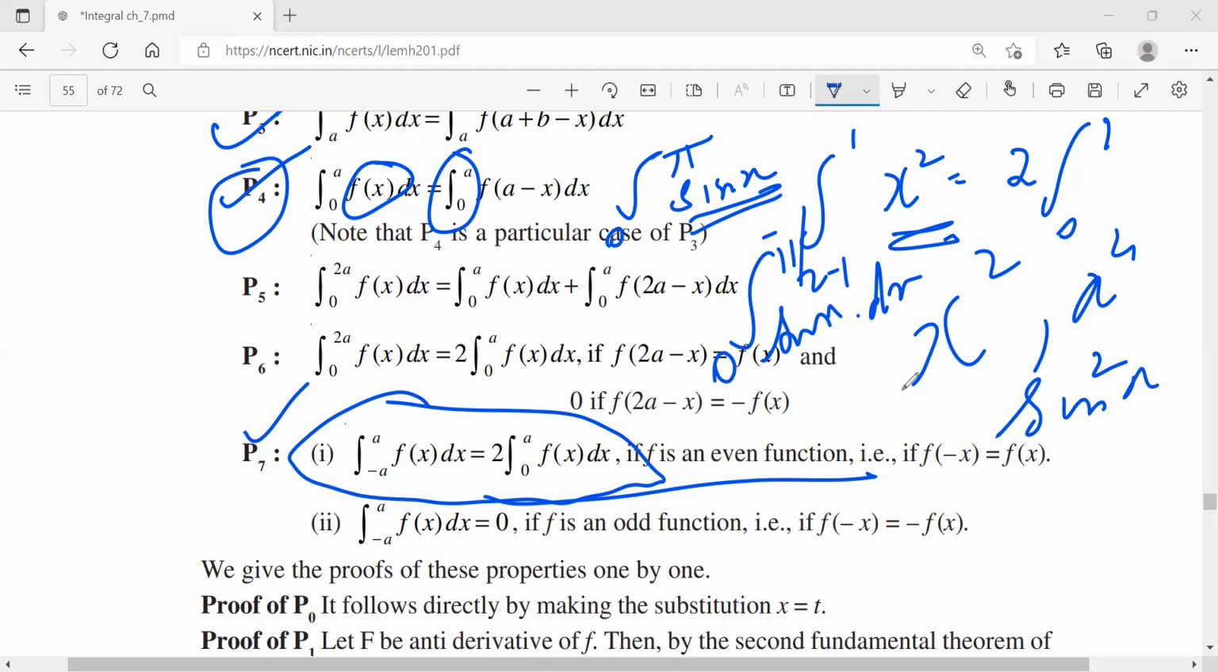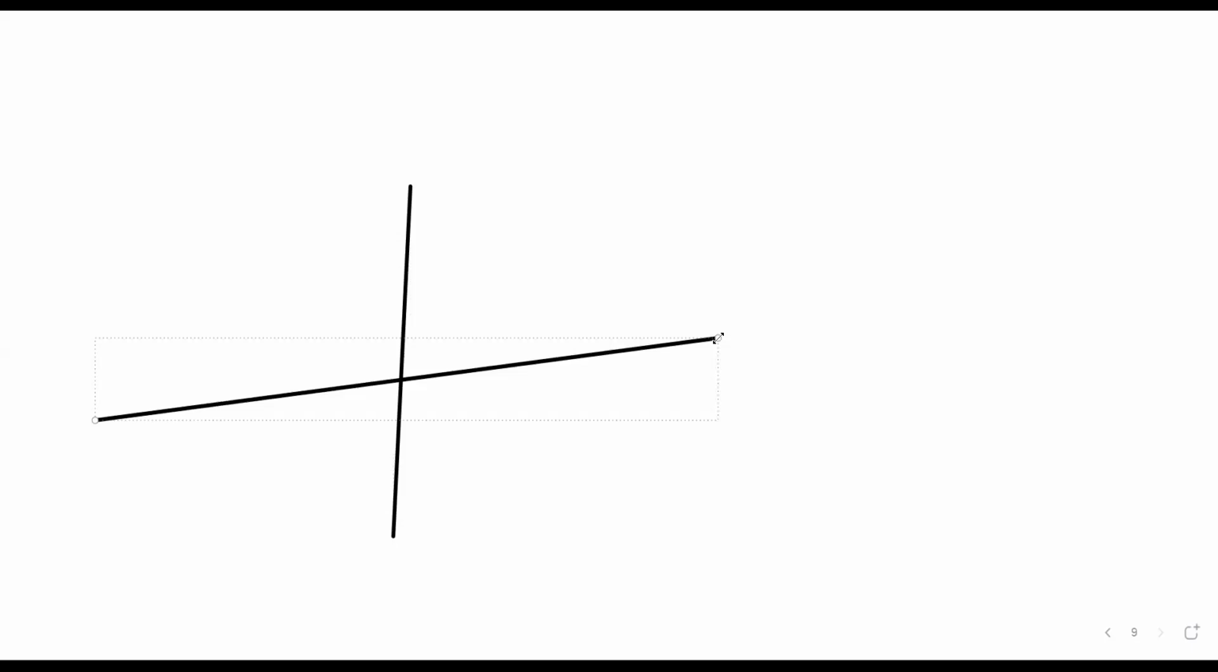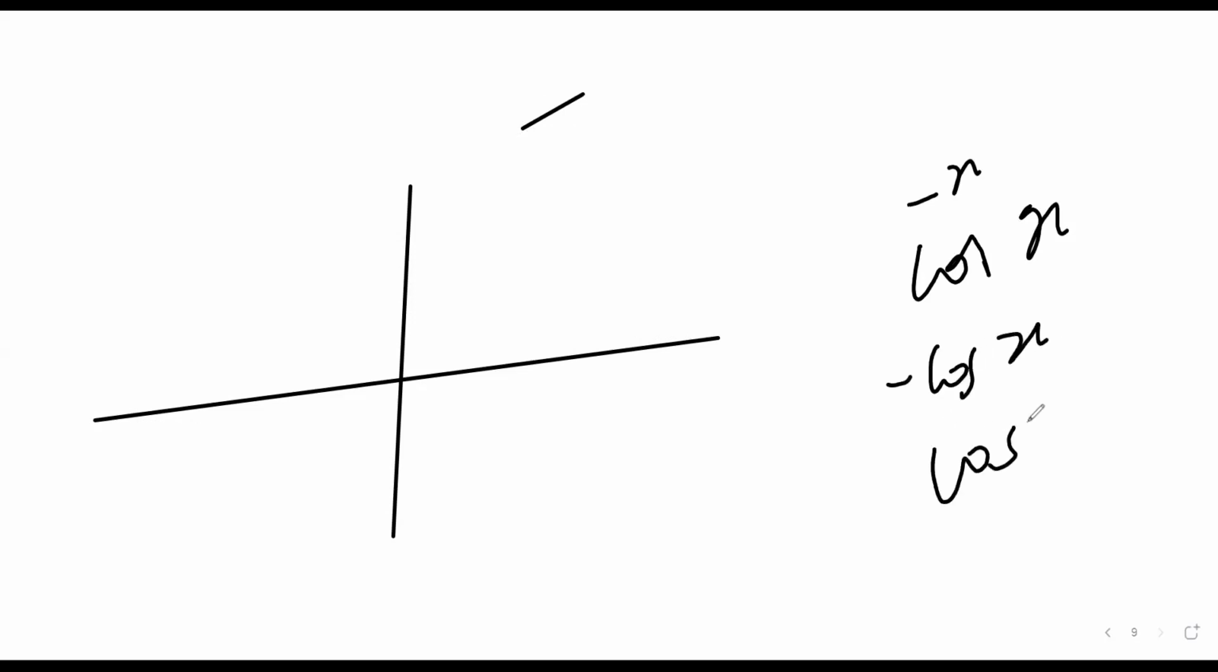And guys, we have to be very competitive now. Only those who say the answers, they only will go to the next level. Answer is right or wrong, we are least bothered here. I'm getting minus x, then cos x, minus cos x, then cos 90 something.